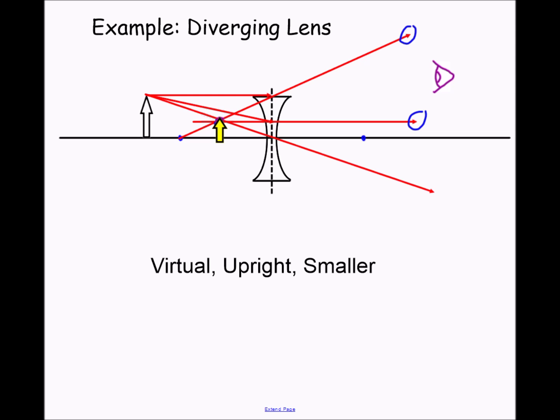If I was going to describe this image with the terms that I'm supposed to use, I would call this a virtual image that is upright and smaller.